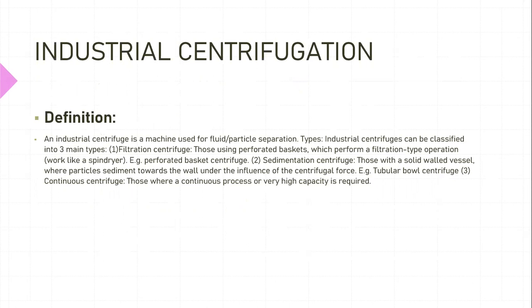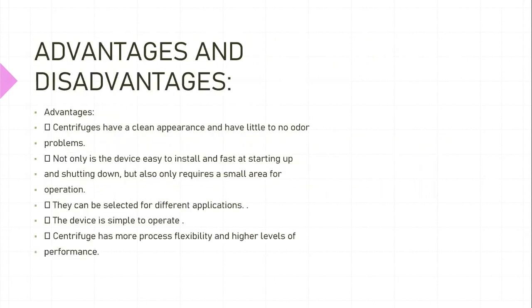Industrial centrifuges can be classified into three types: filtration centrifuge, those using a perforated basket, which perform a filtration type operation, but under centrifugal force, which means the filtration is done quickly. Sedimenting centrifuge, those with solid walled vessels where particles sediment towards the wall under the influence of centrifugal force. Tubular bowl centrifuge, continuous centrifuge, those where a continuous process or a very high capacity is required.